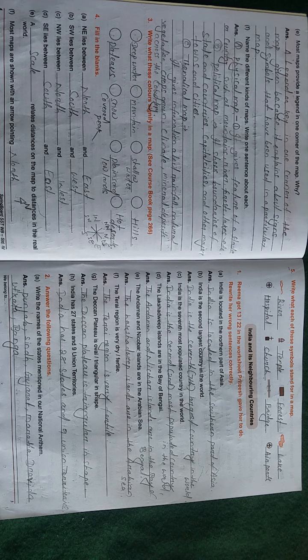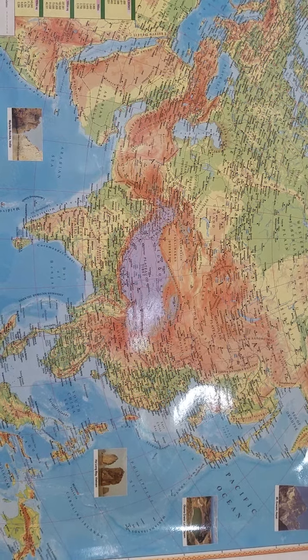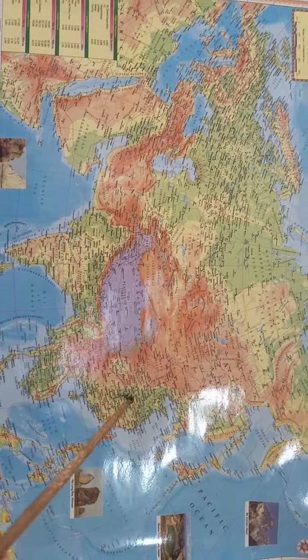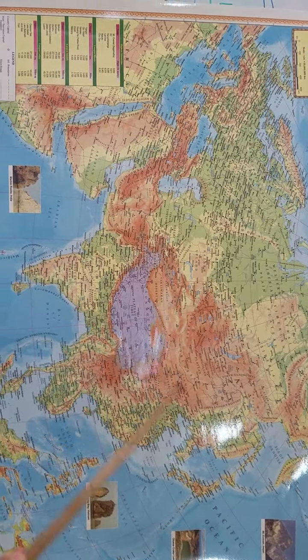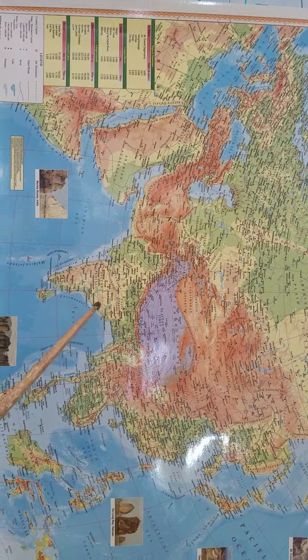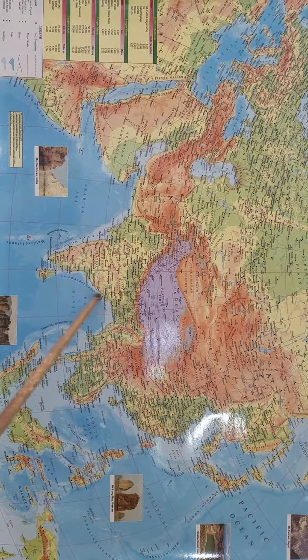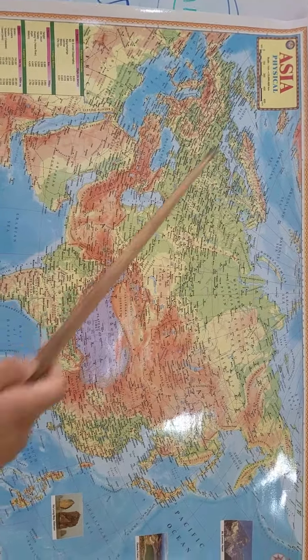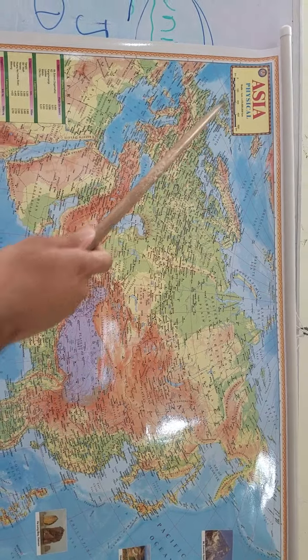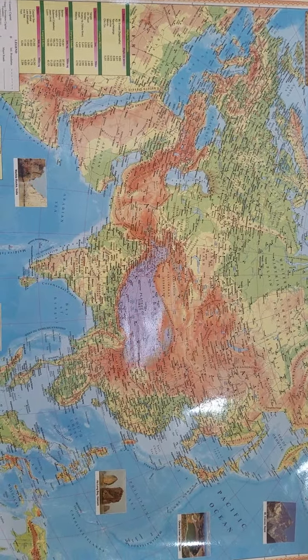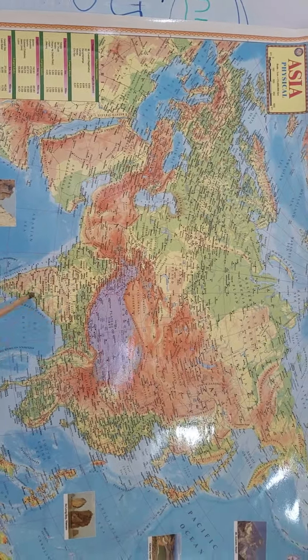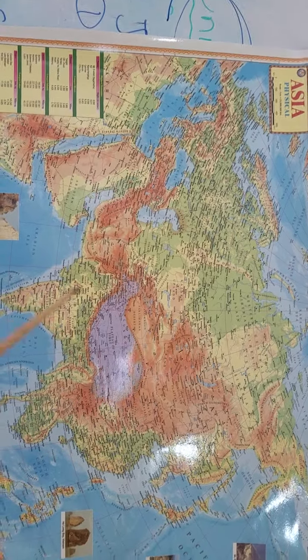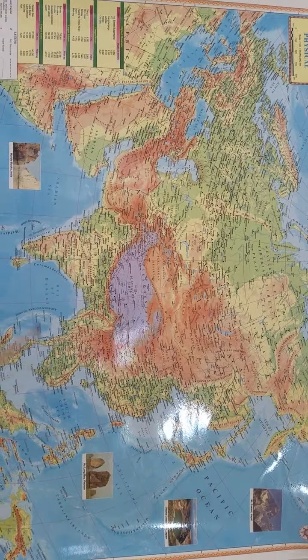I will show you. Let's come with me. See students, this is our Asia map. In Asia, our India is here. You can see here, this is our Asia physical map, and this is our India. So our India is situated in the southern part of Asia. This is our Asia map, the Asia continent.